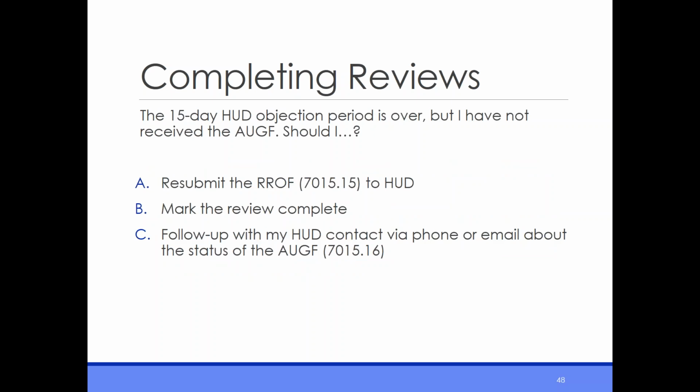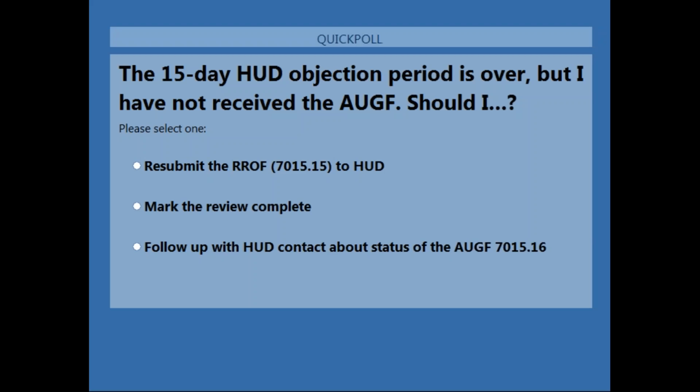Okay, next question. The 15-day HUD objection period is over, but I have not received the authority to use grant funds. Should I resubmit the request for release of funds to HUD, mark the review complete, or follow up with my HUD contact via phone or email about the status of the authority to use grant funds 7015-16?